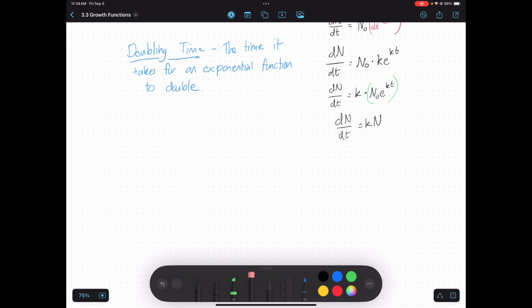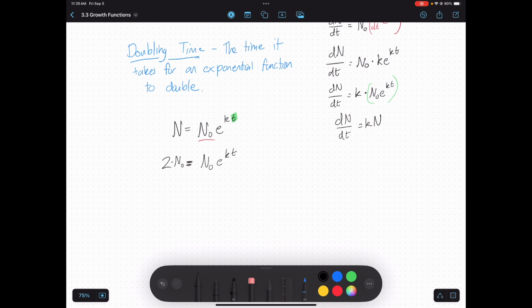and I'll show you how we can get that. So if you have an exponential function, and I want to calculate, okay, how long is it going to take for my value to double? Well, first off, that means I'm going to be solving for t. And what do I want to set my exponential function equal to? Well, if I want my initial value to double, I'm going to set this equal to 2 times N naught.